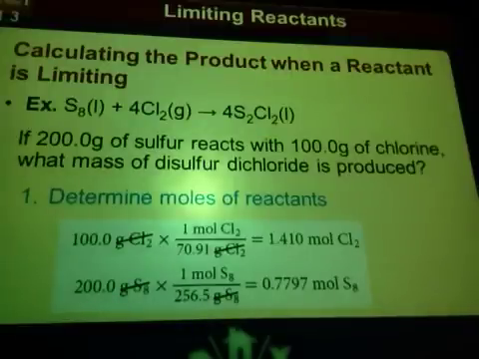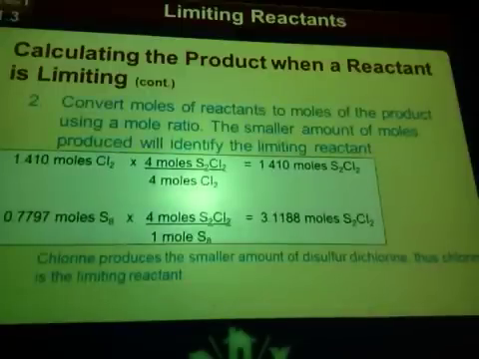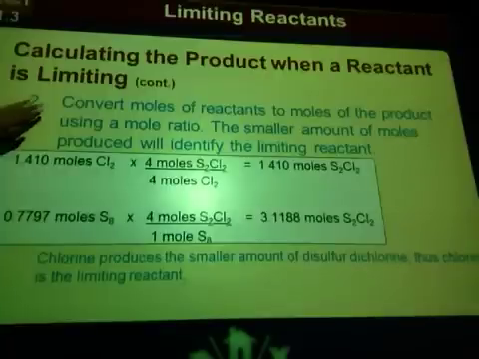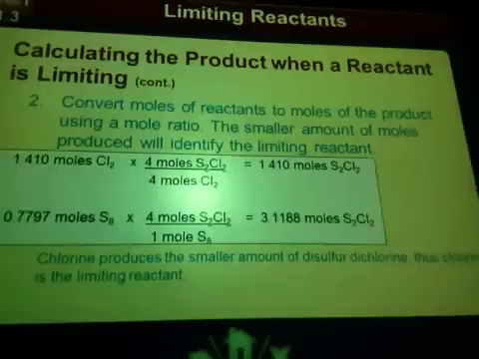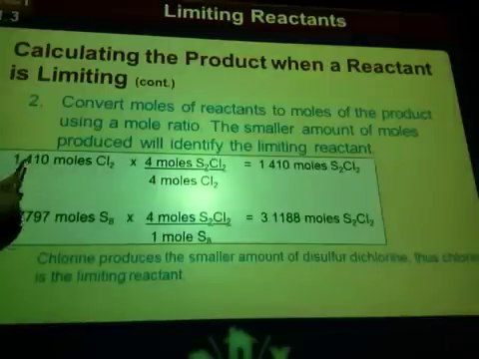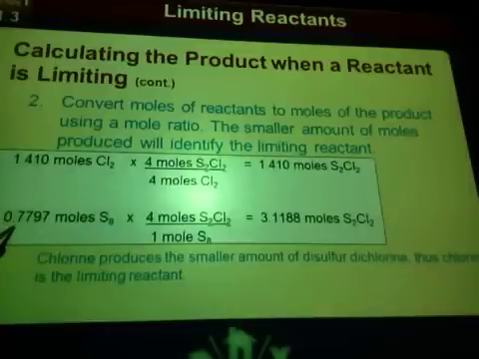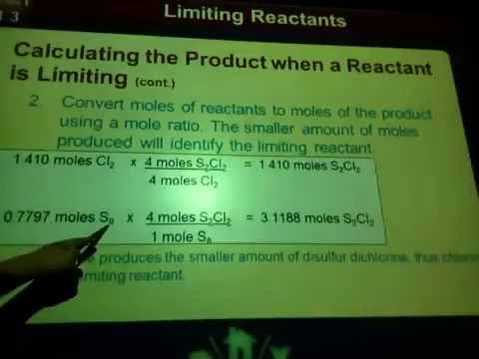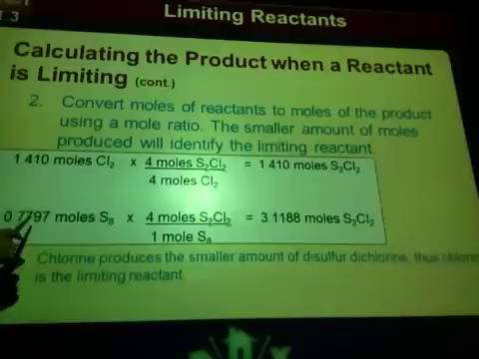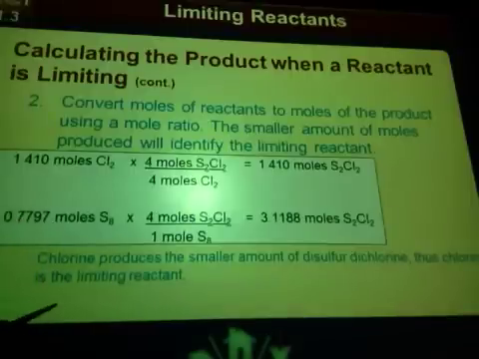Your second step, we want to convert the moles of the reactants to the moles of the product that we're trying to form. And we want to do that by using a mole ratio. Based on step number 1, I found that I had 1.41 moles of chlorine and 0.7797 moles of sulfur. So I want to convert both of these reactants to moles of disulfur dichloride. And I can do that by using a mole ratio.